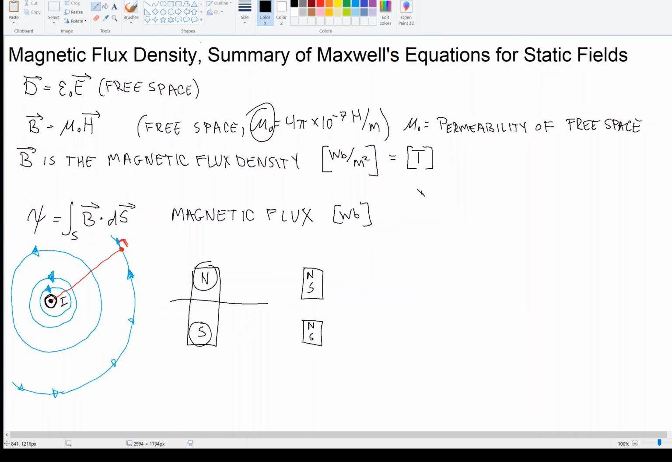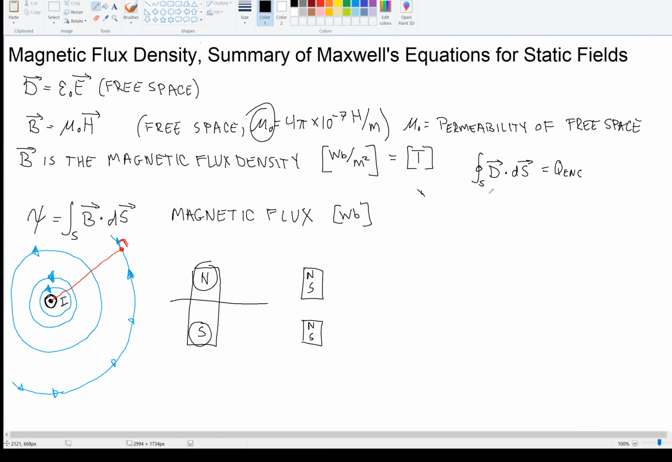Now, in keeping with this parallel, or this analogy to electric flux and electric fields, remember that Gauss's law said that the total electric flux through a closed surface is equal to the net charge enclosed by the surface. Remember that? I'll write that down. This was Gauss's law. This was the electric flux density. The integral over a closed surface equals the charge enclosed by that surface.